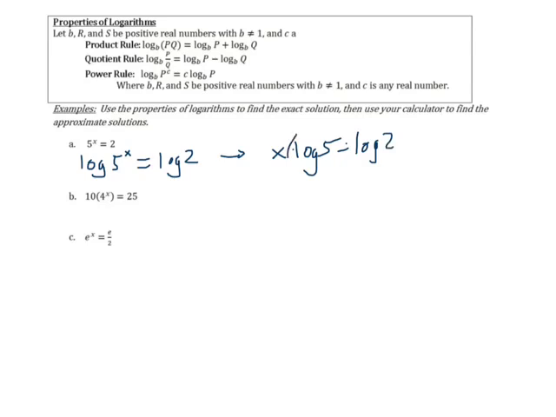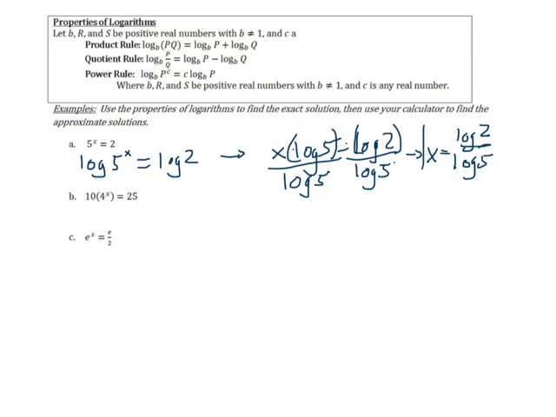Remember, these logs are just numbers. We have the x out in front now, so we can divide this off. Divide by the log of 5, divide by the log of 5, and now we have our answer. The exact answer is x equals log of 2 over log of 5. Okay, there's an exact answer. If we want an approximate, we can use our calculator to find out by dividing these. Then we end up with about 0.431.